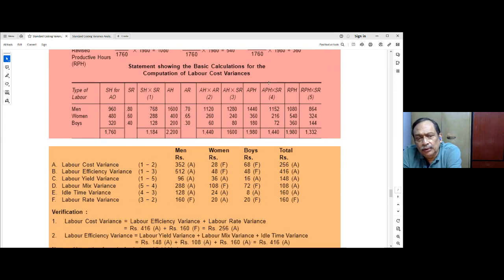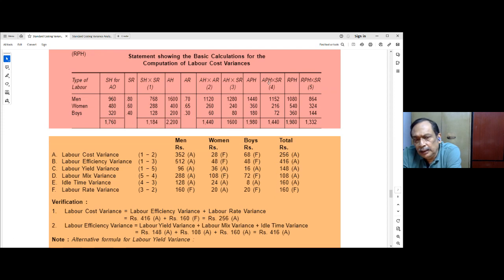So once the table is over, then we should go for computation of various labor variances under the heading men, women, boys, and total. So we are having labor cost variance, that is 1 minus 2. That is SH into SR minus AH into AR. And for men, it is 352 adverse.